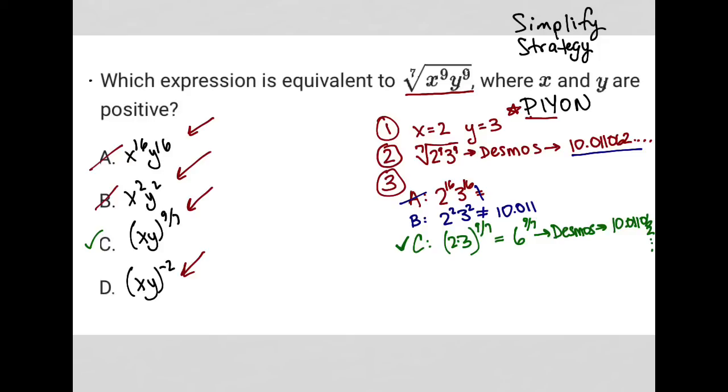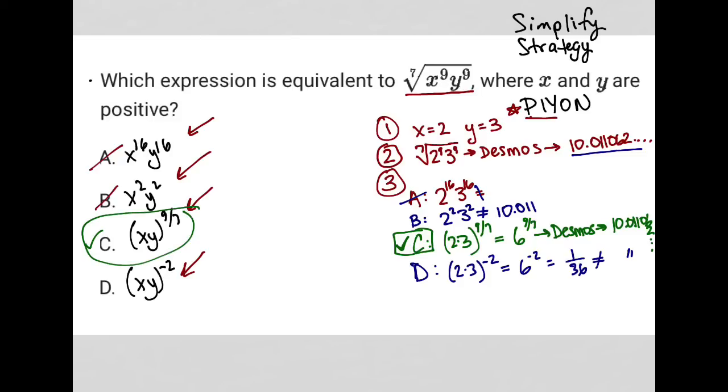So then choice D, I'd say, well, is it true that 2 times 3 to the negative second power, which gives us 6 to the negative second power, which would just be 1 over 36? So that is not equal to that 10.011 number. So we confirm that choice C is the best answer via using this strategy of plugging in your own numbers. That's a great strategy to use. Hopefully it makes sense how I got to choice C as the best answer there.